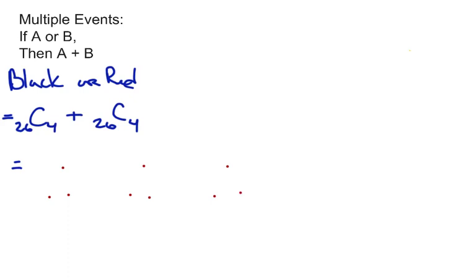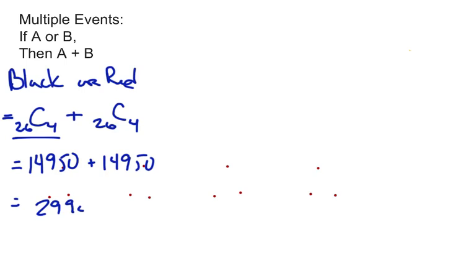Now we've already calculated this out a couple times, but that's 14,950 different ways to pick black cards, and there are 14,950 different ways to pick the 4 red cards. So we can add those two amounts together and get that same number of ways, 29,900. So basically, if it's an and situation, we're going to multiply. If it's an or situation, we're going to add.